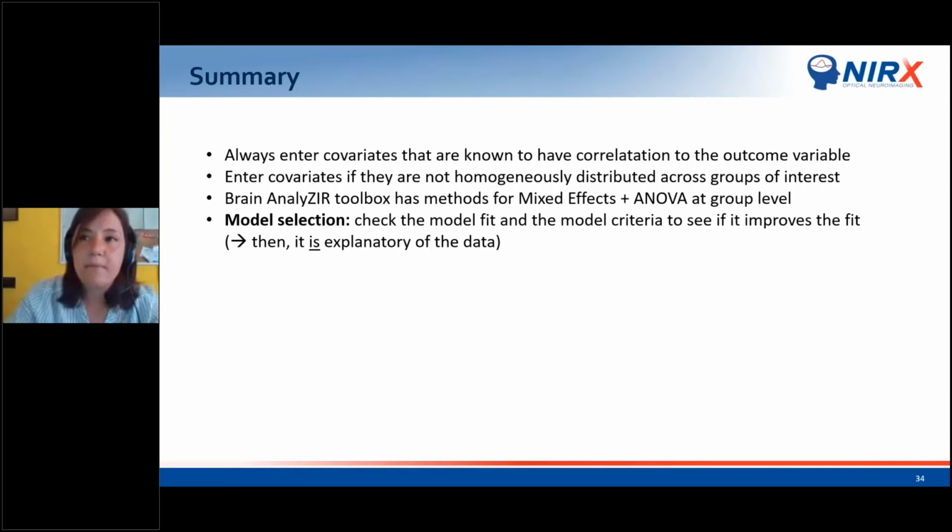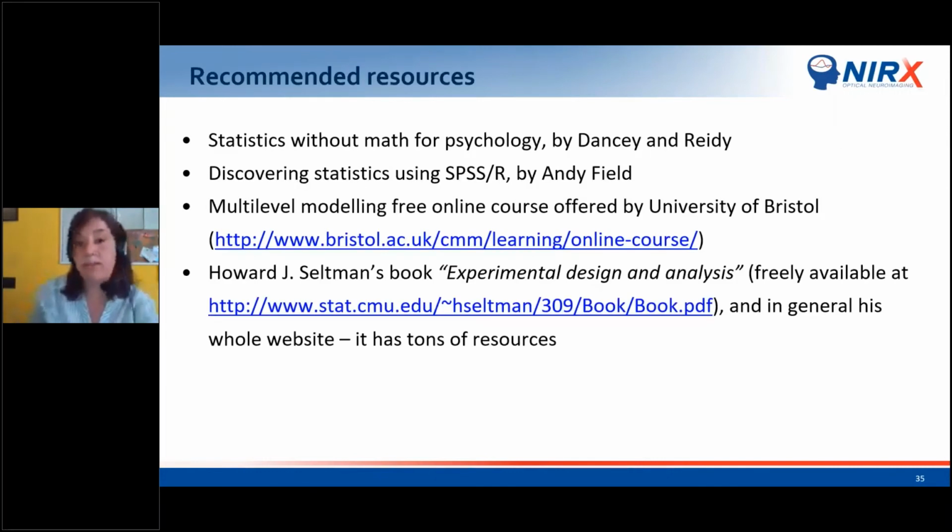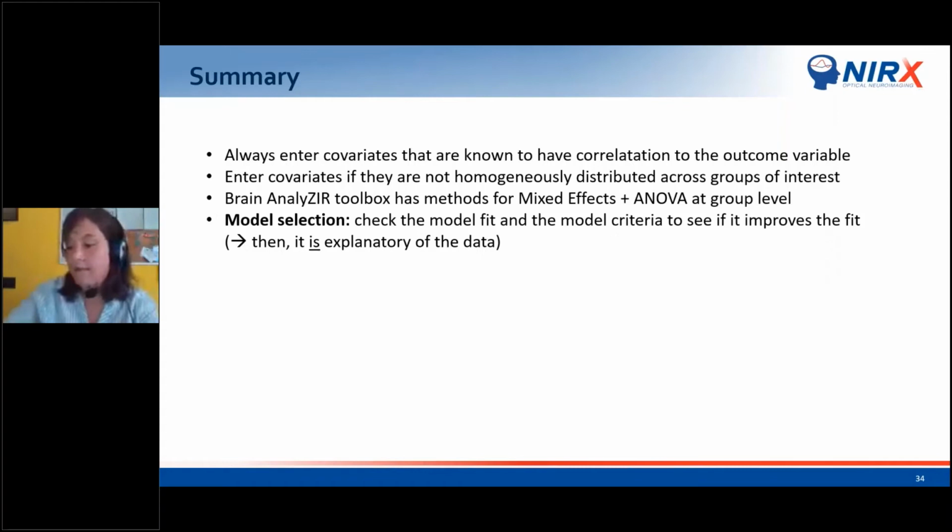There are some tasks for which, or some brain activity that is known to be different between different genders, but so add covariates that you have that make sense and check the model fit and the model criteria to see that it actually improves the fit, so you know that it is explanatory of the data.